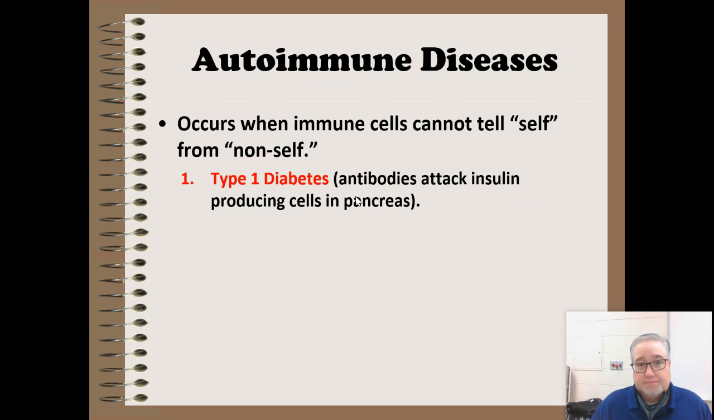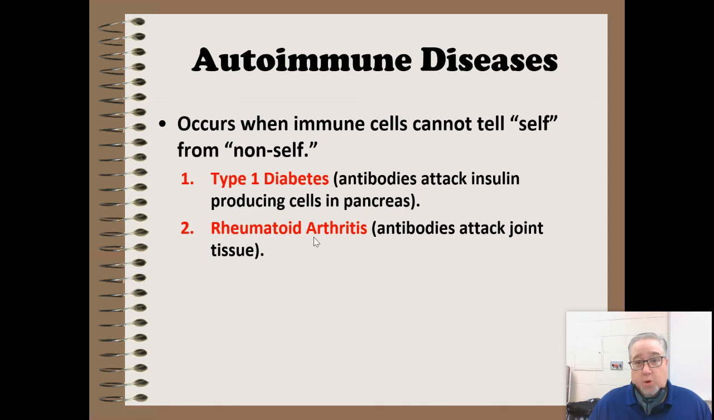Type 1 diabetes is basically caused by an autoimmune disease when antibodies, your own antibodies, attack insulin producing cells in the pancreas. Your pancreas produces insulin, so when your own immune system attacks those cells, then problems can arise. So that's what type 1 diabetes is. Rheumatoid arthritis. This again is an autoimmune disease where the antibodies will attack cells in your joints, like elbows and knees and hips and things like that. And it's kind of a debilitating disease.